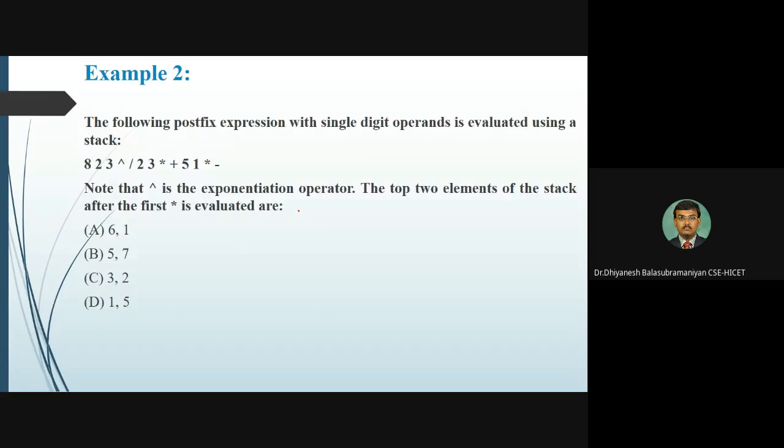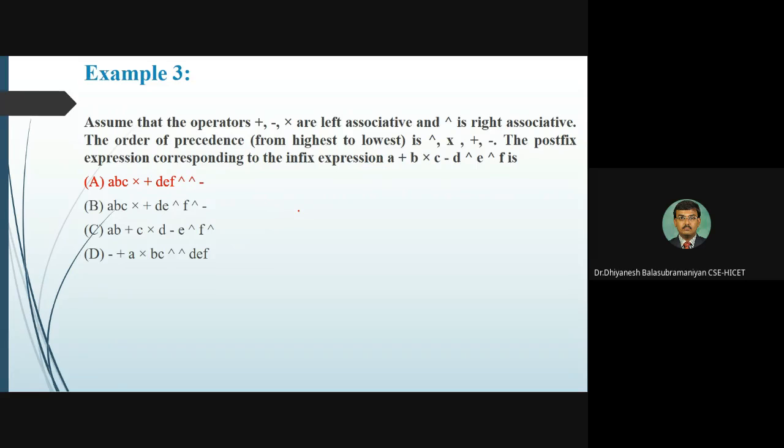B. Next, this we didn't complete. Yes, this is the next one. Assume that operators plus, minus, hashtag are left associative and power is right associative. The order of precedence from highest to lowest and the postfix expression corresponding to infix are. First, what you want to do is you need to solve this first, because what they said is assume that the operators plus, minus, hashtag are left associative and power is right associative. So you need to solve this secondly.